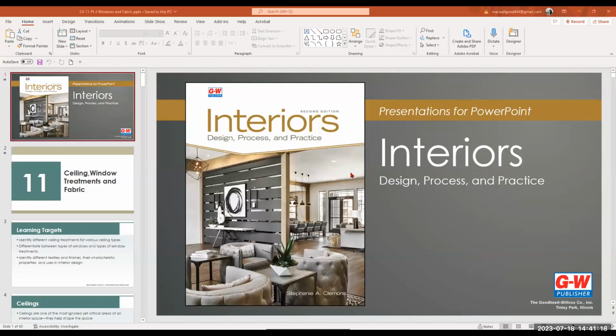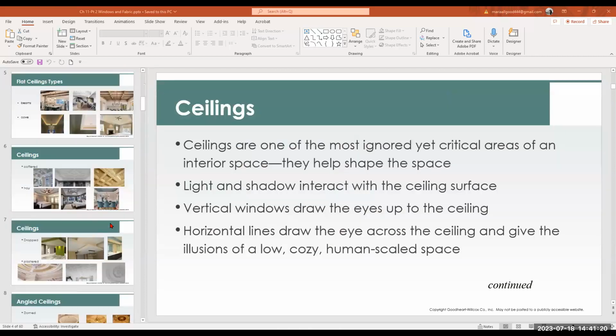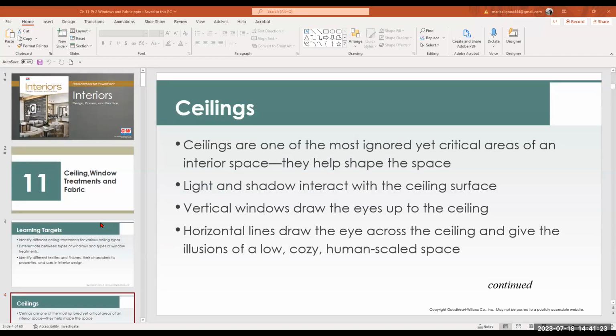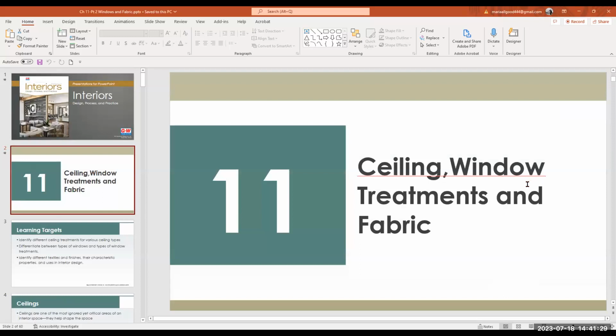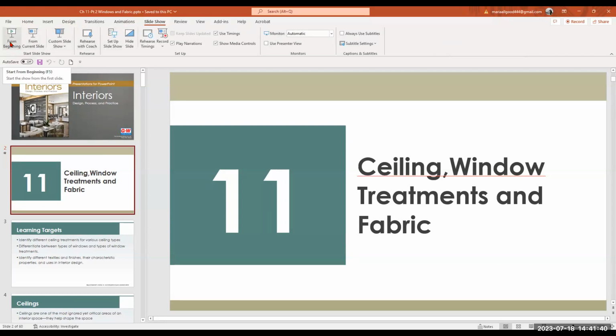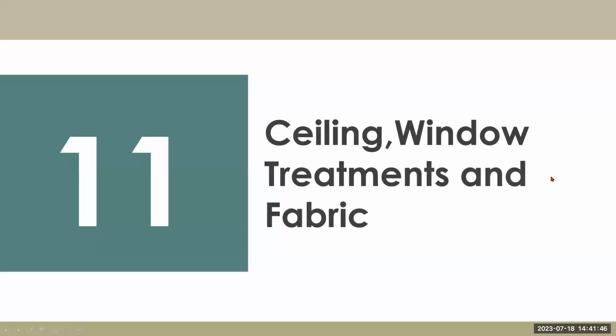And here we go. Earlier we had discussed all sorts of various flooring and wall treatments. And now we're going to focus on what is on a ceiling, windows, and fabrics. So there's a lot to cover here. So let's get this to full slideshow mode and get this going. So welcome to part 2 of chapter 11, ceiling, windows, and window treatments and fabrics.